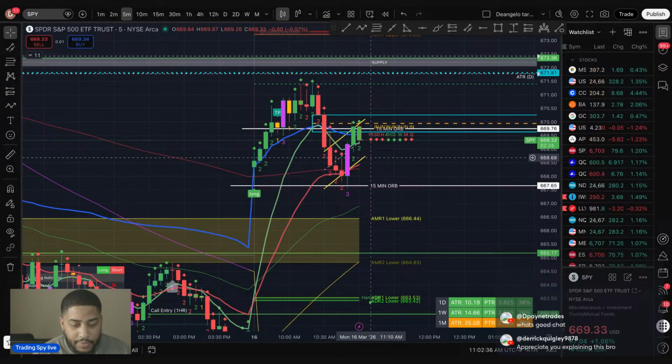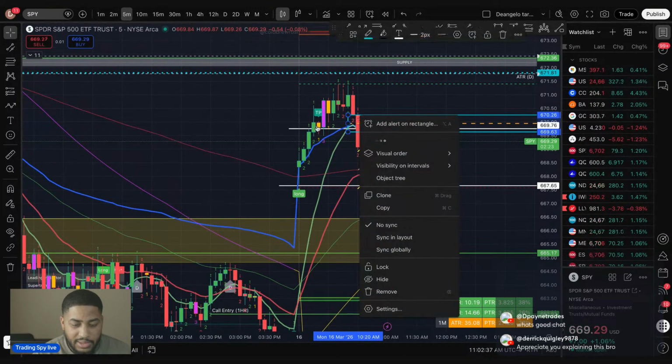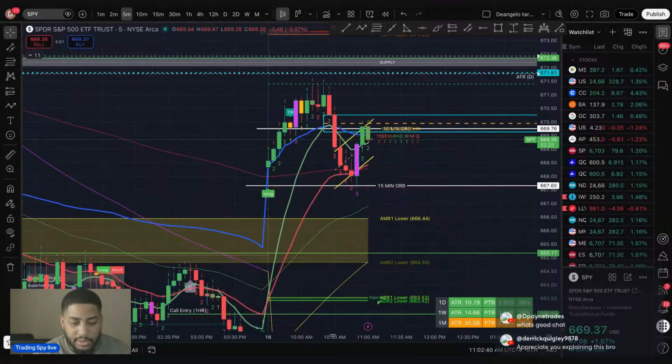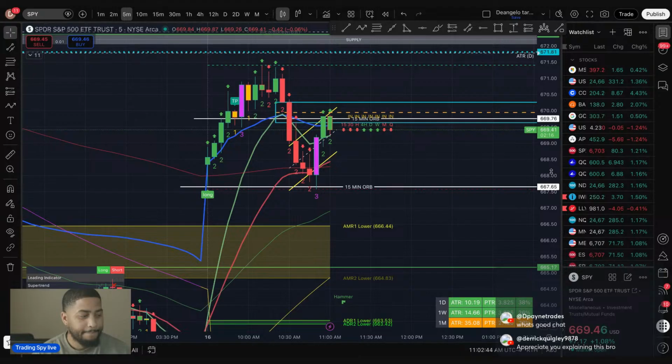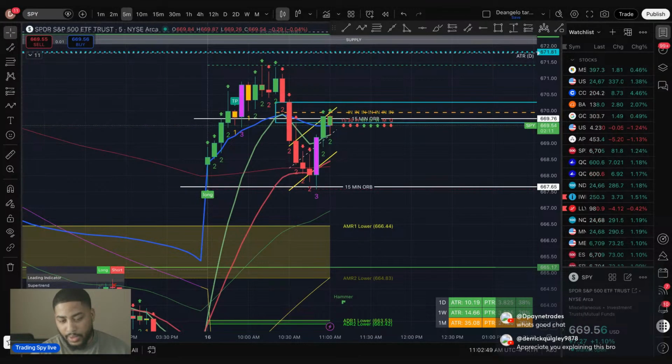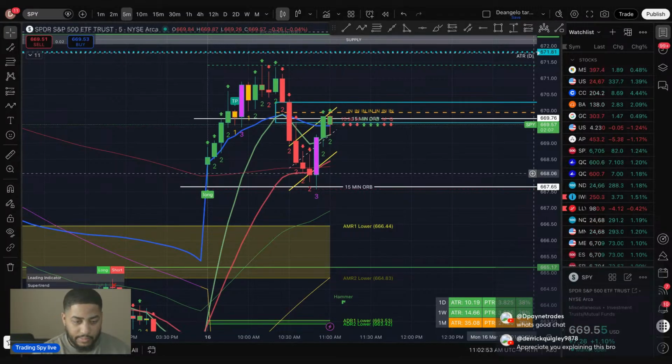So we came off into this gap. Why does this mouse keep doing it? I'm gonna have to order another mouse because it seems like it's hard to move my stuff around. Okay, we don't want to see that. We don't want to see wicks at the bottom. That means buyers are trying to step up. We do not want to see that.